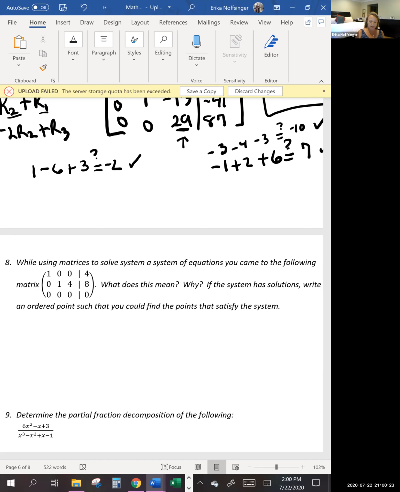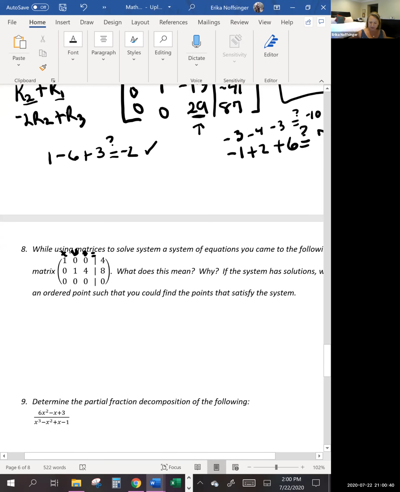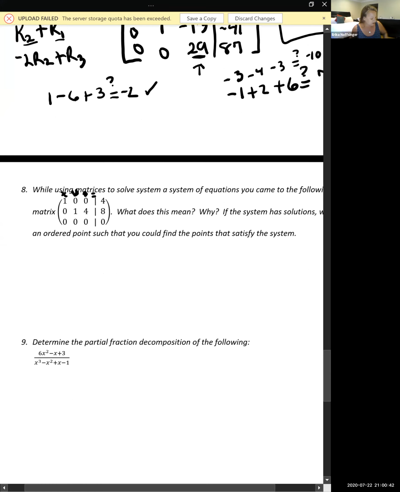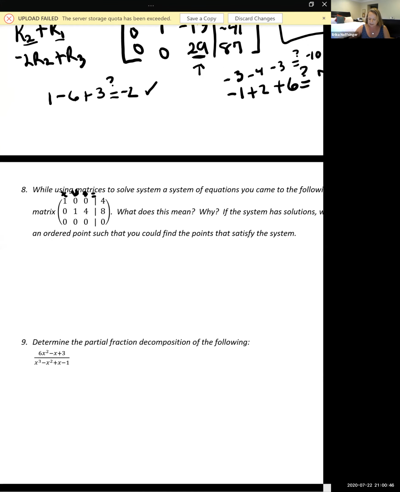If you rewrite this matrix in terms of a system of equations, let's call this first column our x. These are coefficients of our x terms. This is coefficients of our y terms, z terms equals. So our first row would represent x. Let me put this back on. It would represent x plus 0y plus 0z equals 4.